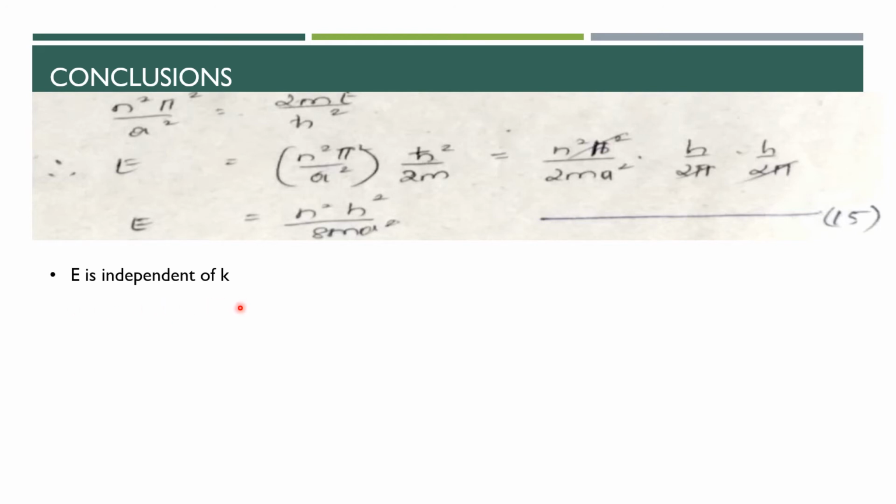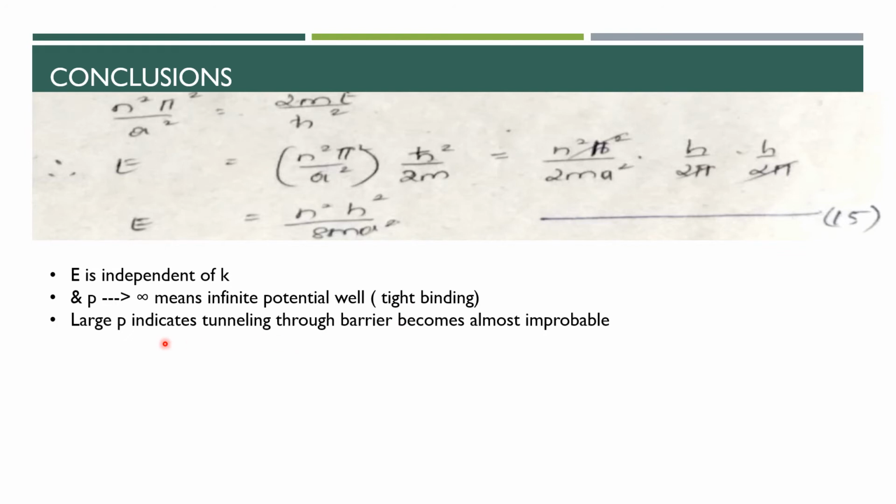E is independent of k, and P tending to infinity means an infinite potential well, which represents tight binding. Large P indicates tunneling through the barrier becomes almost improbable.